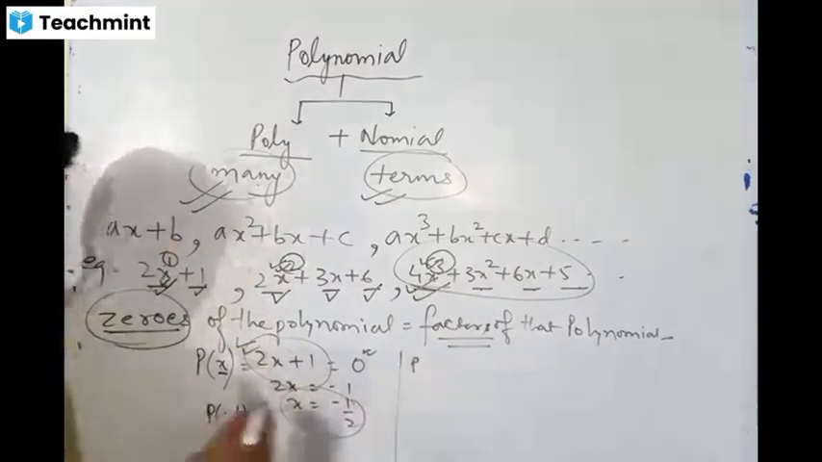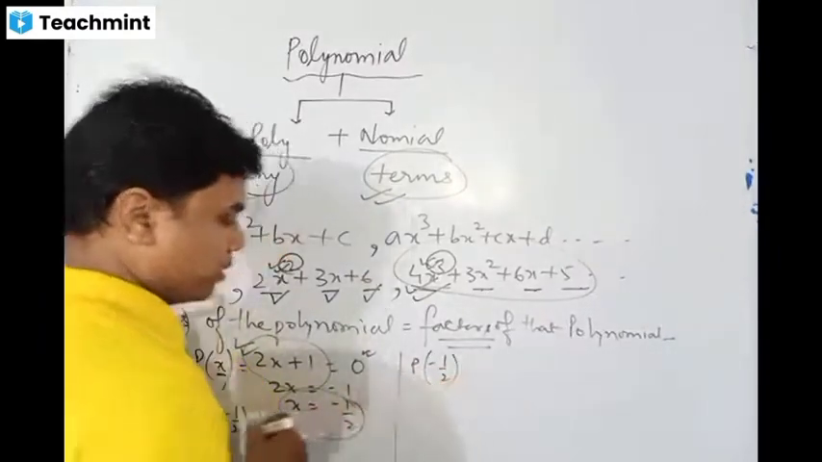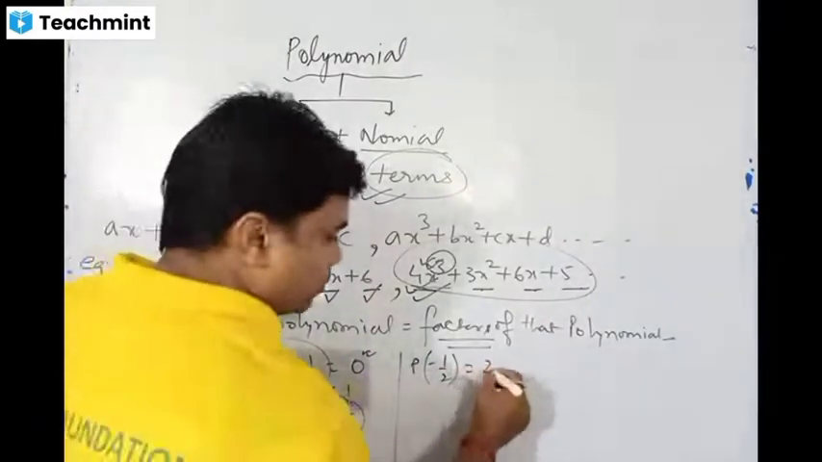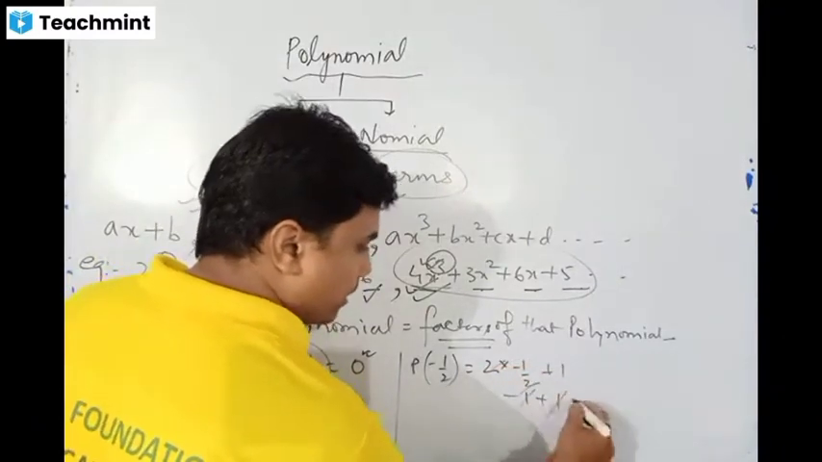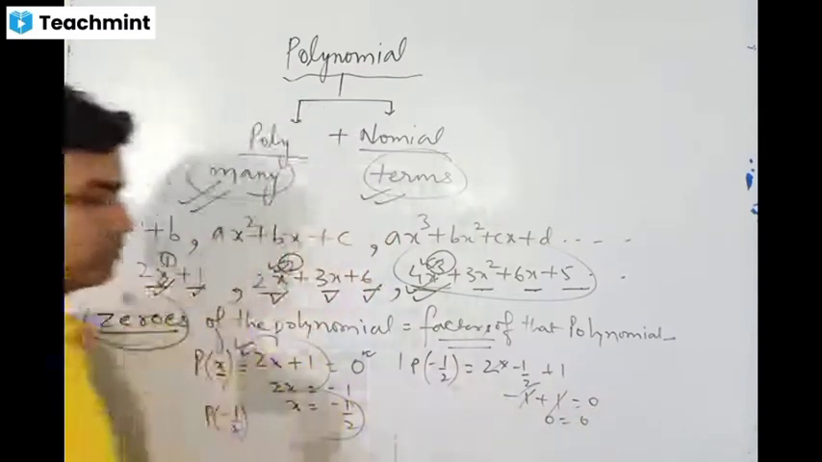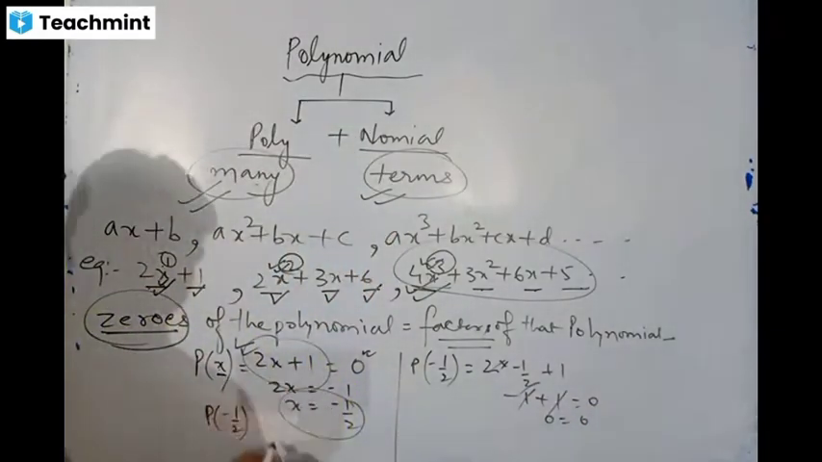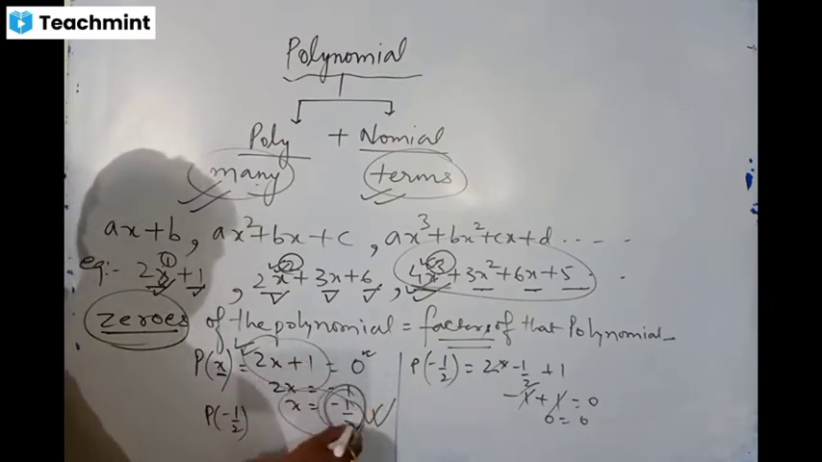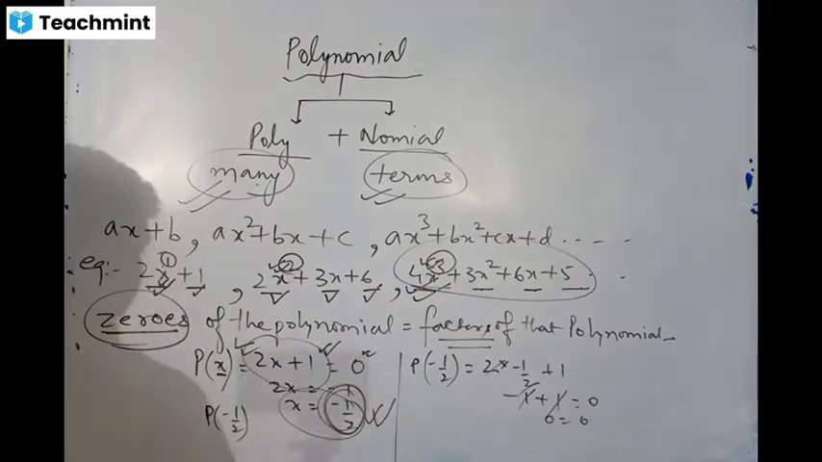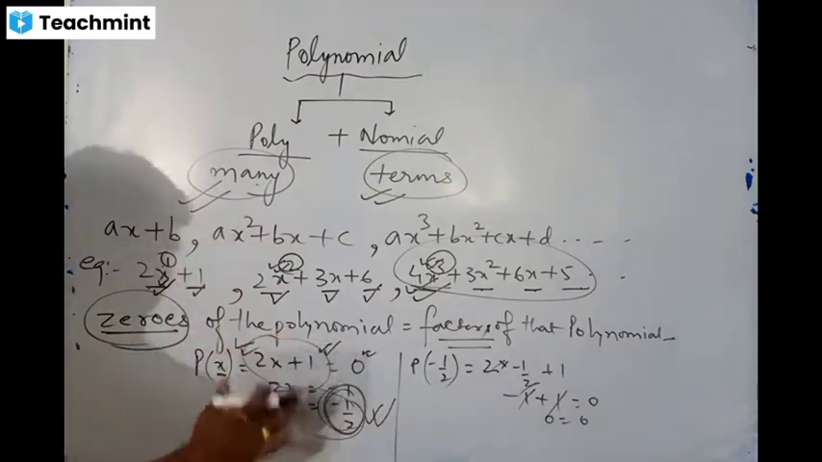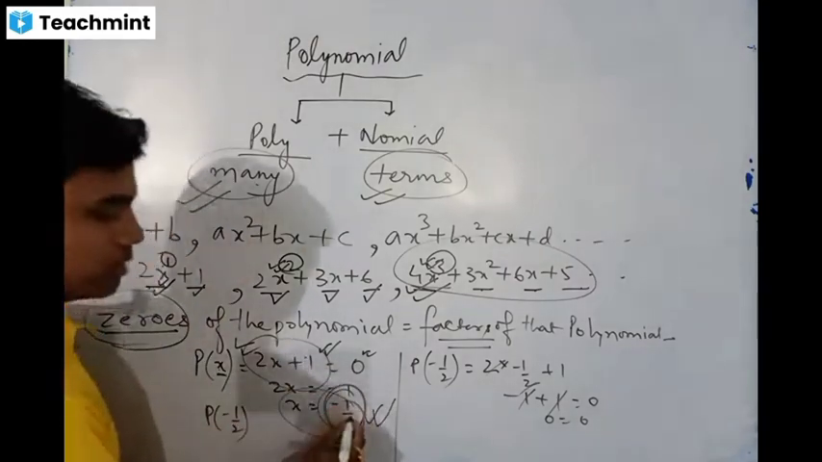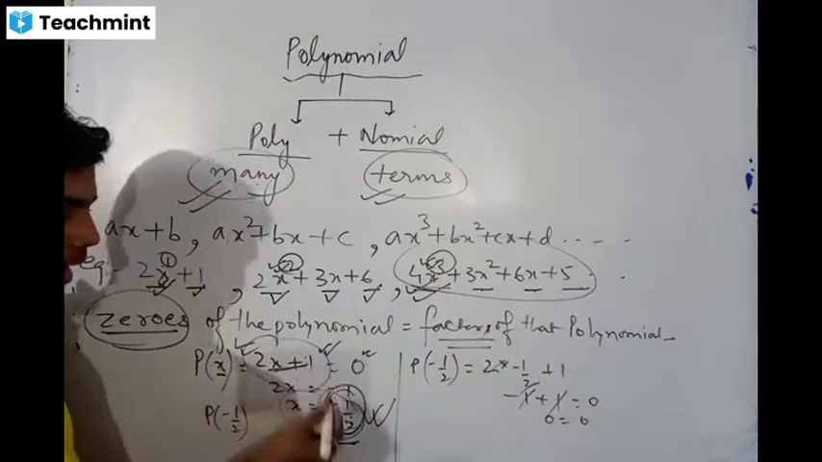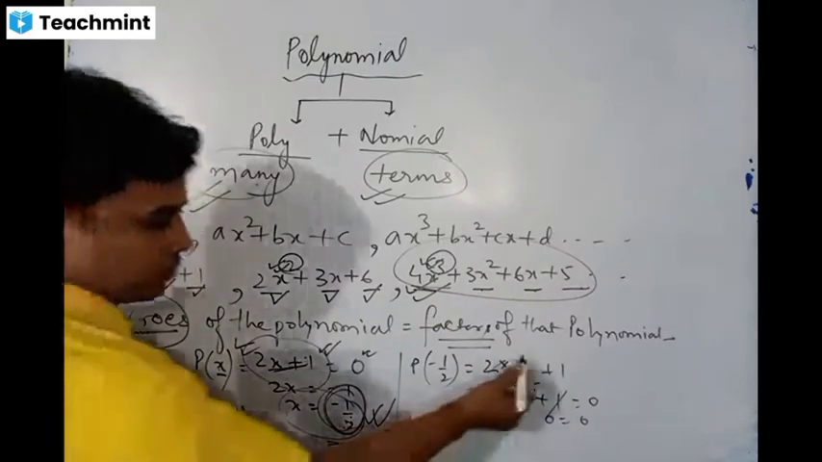So when we use the value of minus 1 by 2 at the place of x here, it will be minus 1 plus 1, which cancels, and it is equal to 0. So minus 1 by 2 is a factor of this polynomial. We only know that this is a factor of this polynomial after using this value in the expression. At the place of x we have to use minus 1 by 2, right?